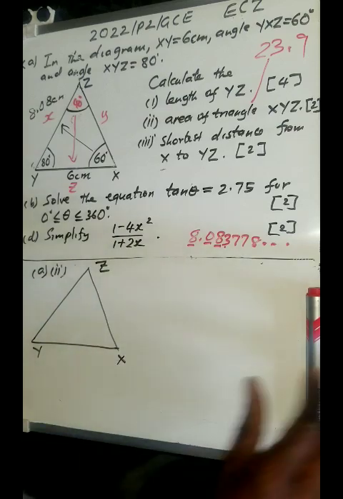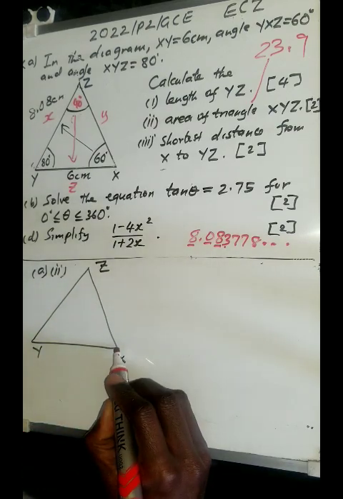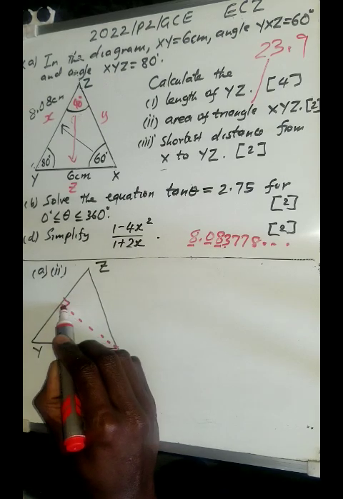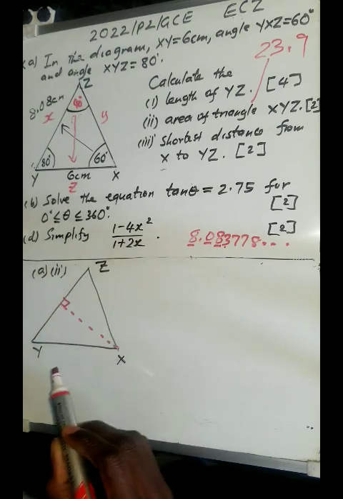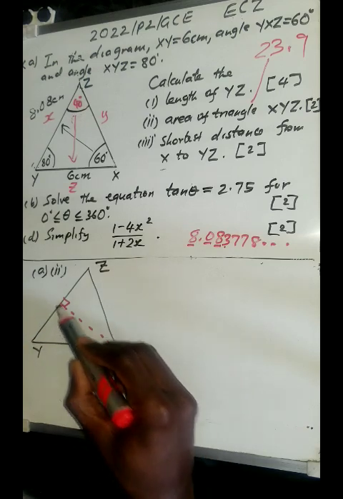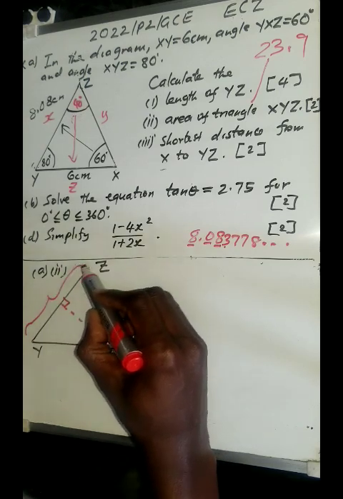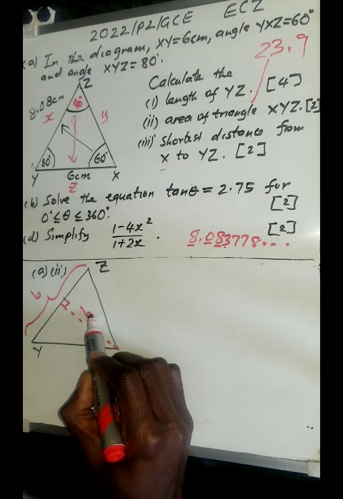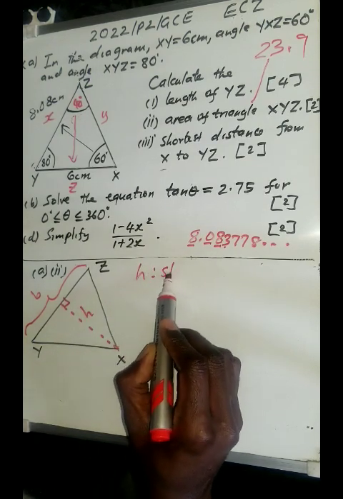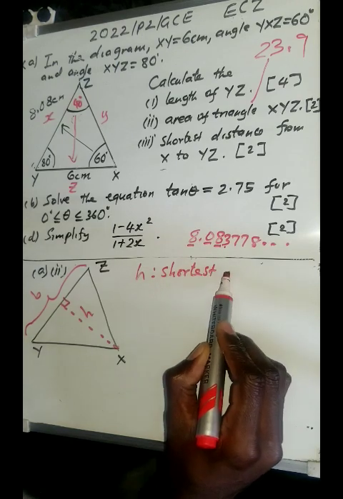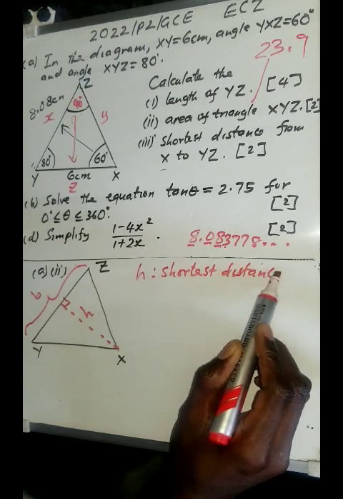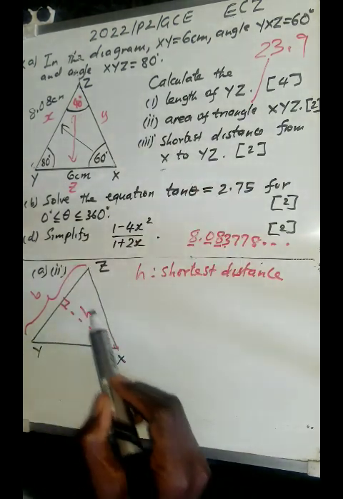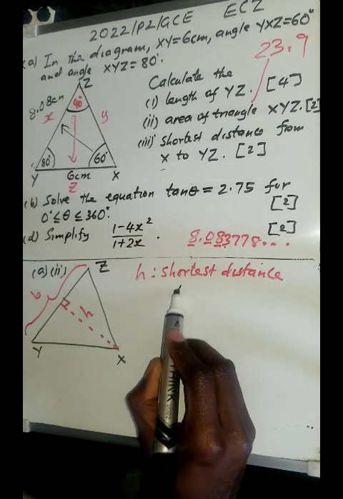So they want you to draw the shortest distance starting from this point X to meet YZ. So remember what I told you, where it is going to meet this side, that will become your base, and the distance from here to there, this is your height, and that H is representing the shortest distance. All right, so you don't need to waste time because we already know the area for this triangle.